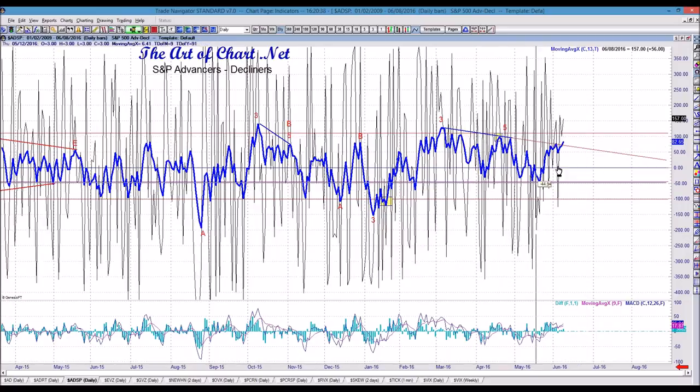I want you to notice this. We have third wave divergence, and we still have third wave divergence. What I do with this is draw a trend line. Trend lines are very valuable. When we cross that trend line, we are going to head lower. At this point we haven't crossed this high yet, what I'm calling the fifth wave, in terms of the S&P advancers minus decliners. So what I can say about the rally is that it's going up on air.